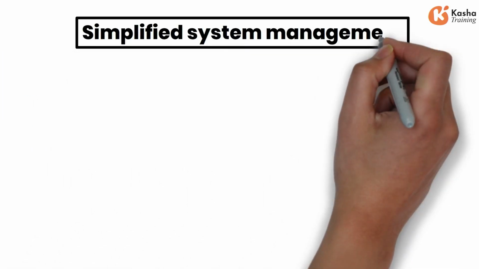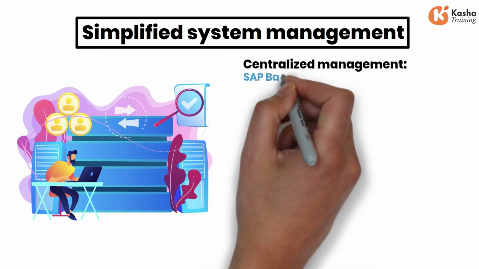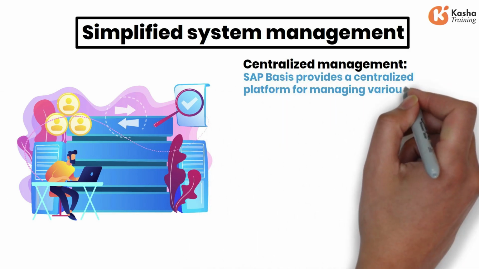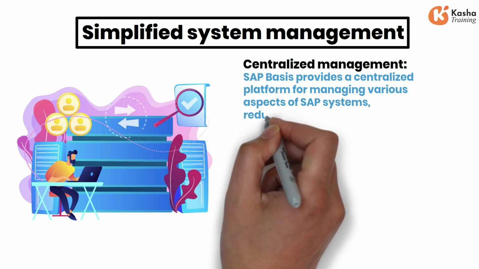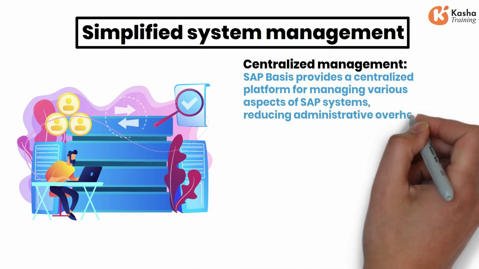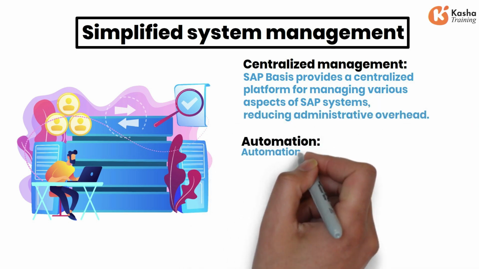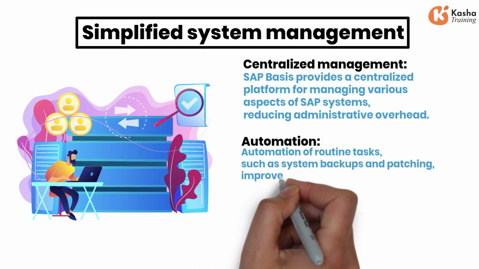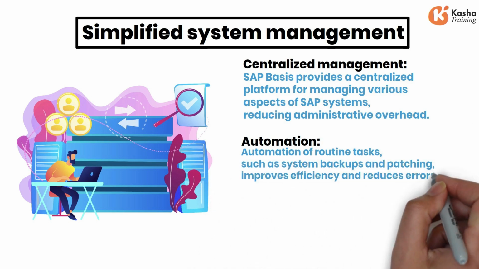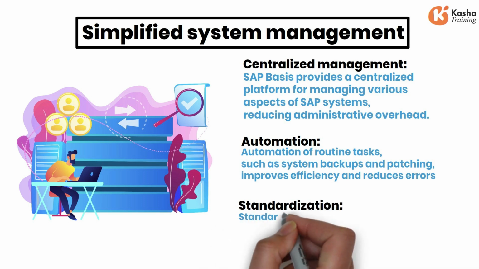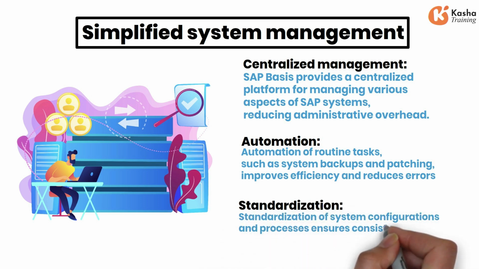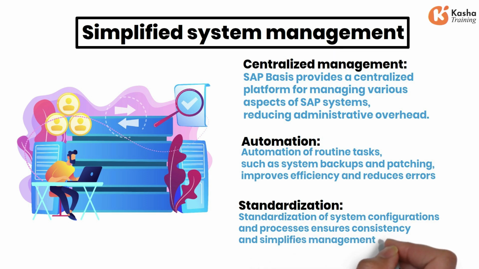Simplified system management. Centralized management. SAP Basis provides a centralized platform for managing various aspects of SAP systems, reducing administrative overhead. Automation. Automation of routine tasks, such as system backups and patching, improves efficiency and reduces errors. Standardization. Standardization of system configurations and processes ensures consistency and simplifies management across multiple SAP systems.